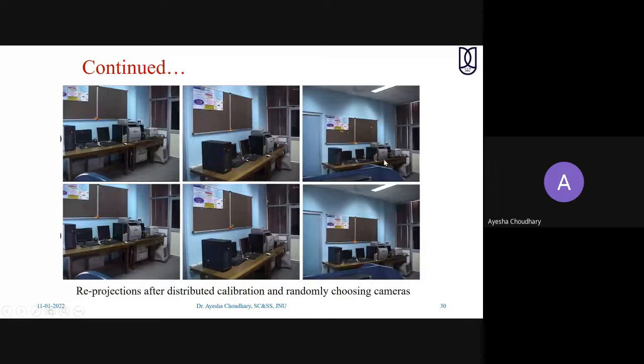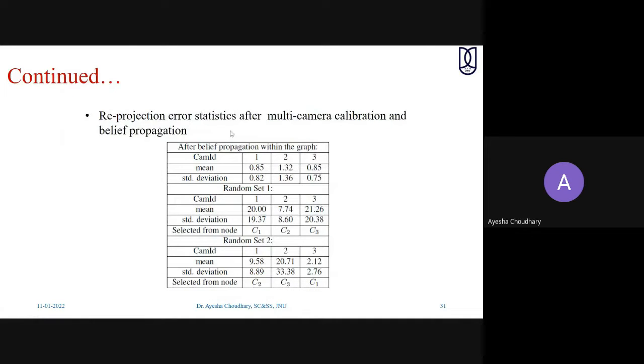I am randomly choosing the camera where I am doing the reprojection. If you randomly choose and do reprojection without belief propagation, the red points are different and the yellow points are different. But this was done after belief propagation and the reprojection falls where the original points are. So it can be seen that when you do belief propagation, you are able to get a good reprojection. That means your camera matrices are correct.